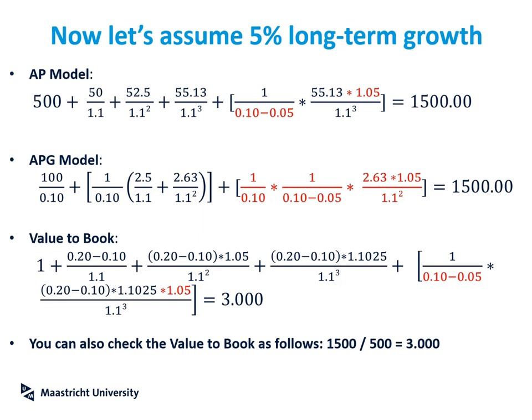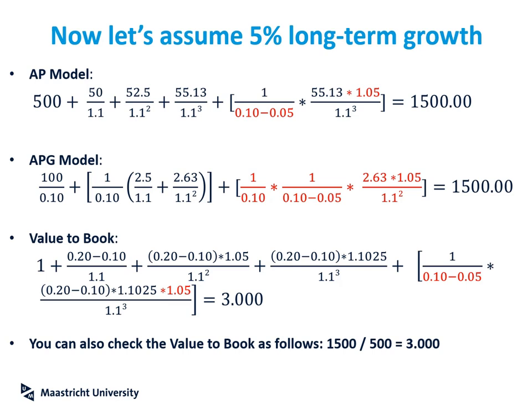If we look at the AP model, and you will see in red everything that changes as a result of this growth assumption. So in the AP model, instead of having 55.13 as the abnormal profit or the first abnormal profit in our terminal value window, we will have 55.13 multiplied with this 5% growth rate, and that's going to be the first abnormal profit in our terminal value window.